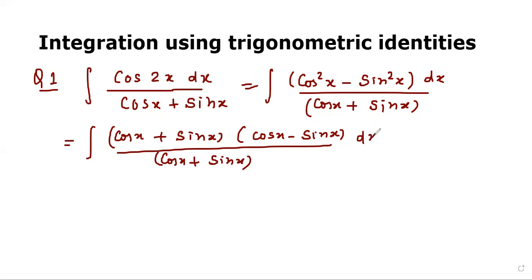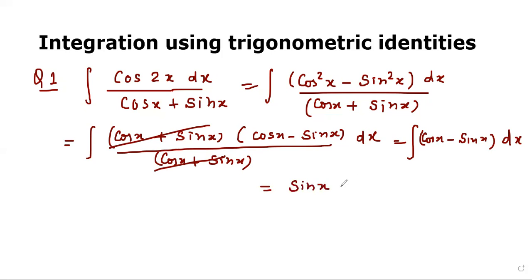times dx. Here cos x plus sin x will cancel out and we will get integration cos x minus sin x dx. So it will become sin x, and integration of sin x is minus cos x. So this will become sin x minus cos x plus c. Now let's see question number 2.